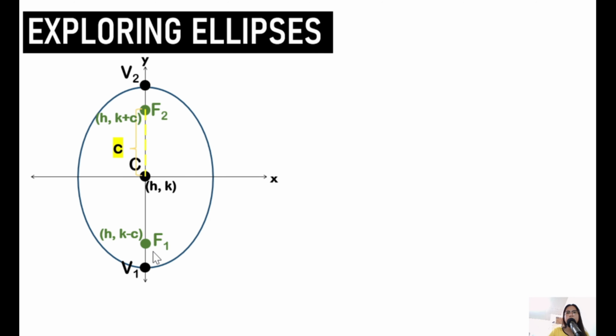Next, V1 and V2. The length from the center to V2, and from the center to V1, is a units. V1 is at the bottom, so we subtract a units from k. V2 is at the top, so we add a units to k. So V2 is (h, k plus a) and V1 is (h, k minus a). Now the co-vertices, W1 and W2. The length from the center to W1 or to W2 is b units.